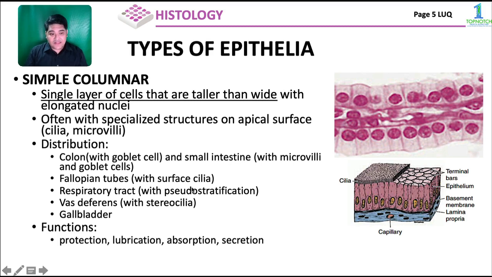And then vas deferens naman, yung pag-usapan natin kanina, may stereocilia. And then your gallbladder, also simple columnar epithelium. Ano ngayon ang function kapag columnar ka na? Protection kasi makapal, lubrication kasi may goblet cell secretion, absorption especially in the intestines, and secretion. Alright? So, this is an example of your columnar epithelium showing you, no, na talagang rectangular, no, taller than wide.